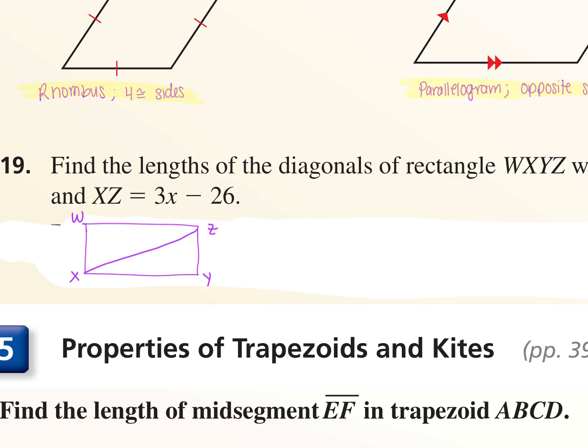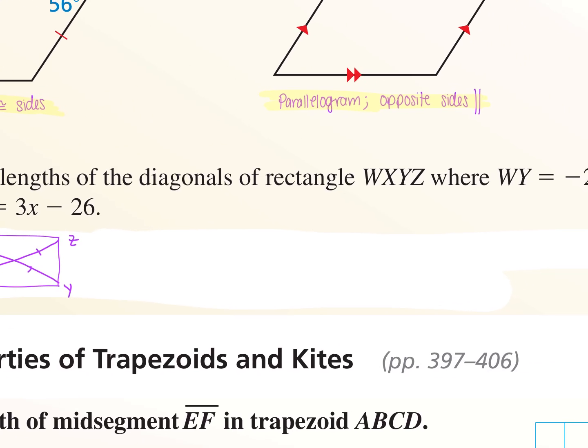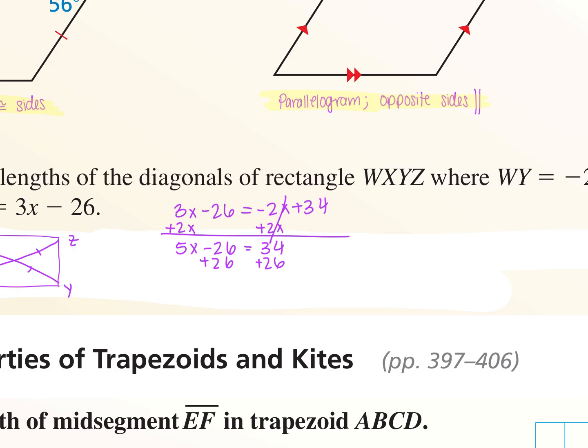Okay, so what do we know about our diagonals for a rectangle? They're all congruent. So what I'm going to do for this question is I'm going to set them equal to each other. I'm going to have 3x minus 26 equals negative 2x plus 34. I'm going to add 2x to the other side. I'm going to get 5x minus 26 equals 34. Add 26 to both sides to get rid of it.